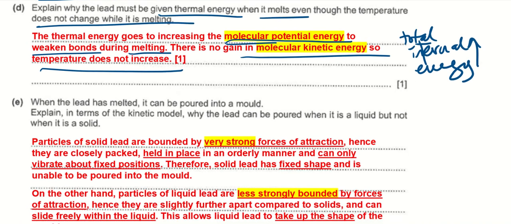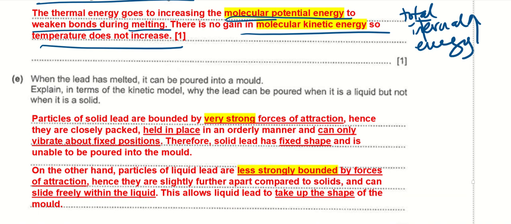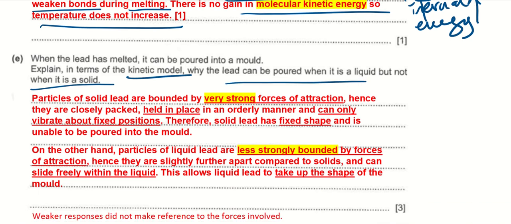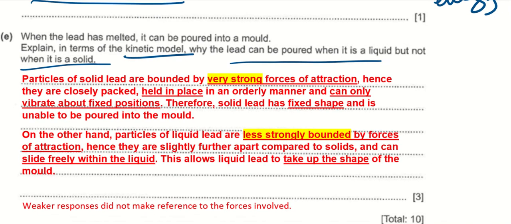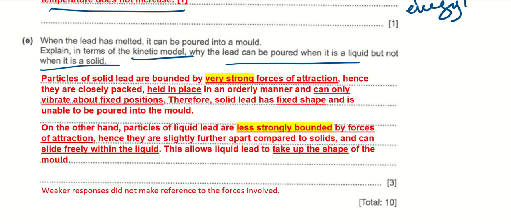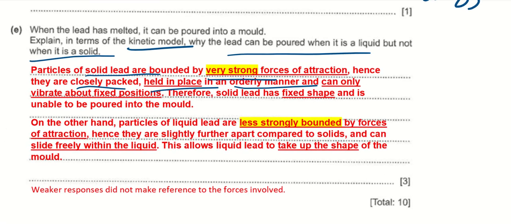Now, when the lead has melted, it can be poured into a mold. Explain why in terms of the kinetic model, why the lead can be poured when it's a liquid but not when it's a solid. I think we saw this question somewhat in previous years. You can look back. So the particles of solid lead are bounded by very strong forces of attraction. Therefore, they are closely packed, held in place in an orderly manner, and can only vibrate about fixed position. Therefore, it has fixed shape and it is unable to pour into a mold.